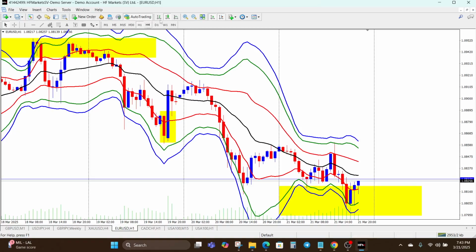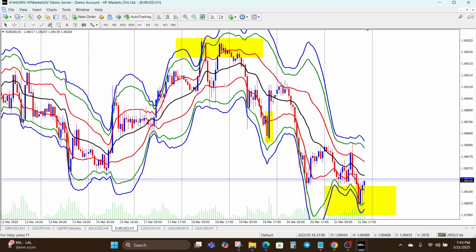But once we got a sell confirmation, then probably we would have considered entering another sell and then waiting for another sign to exit again.